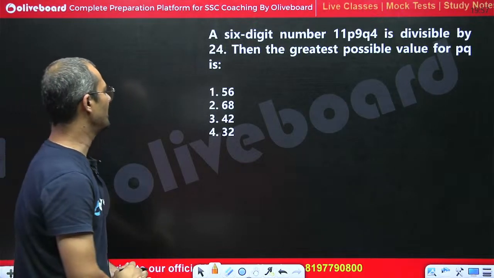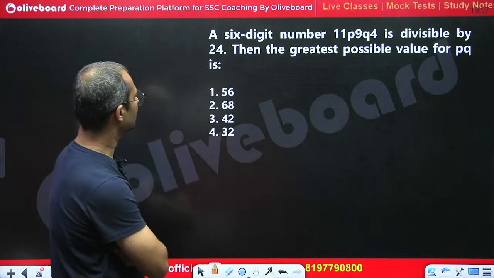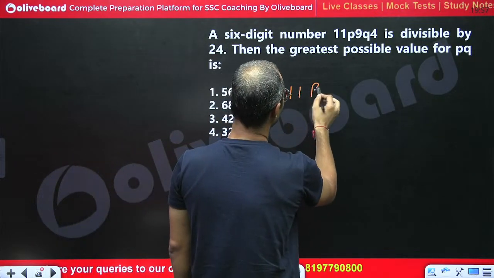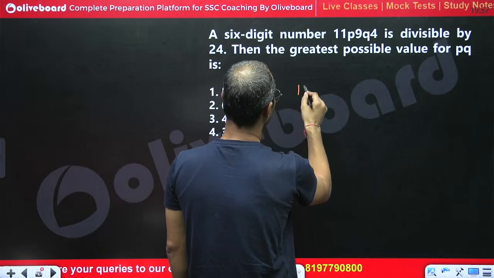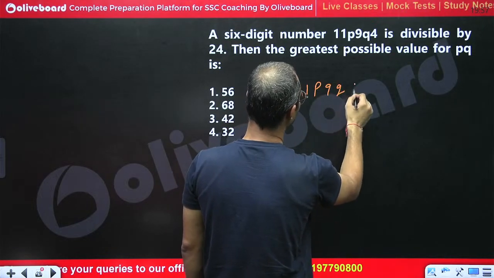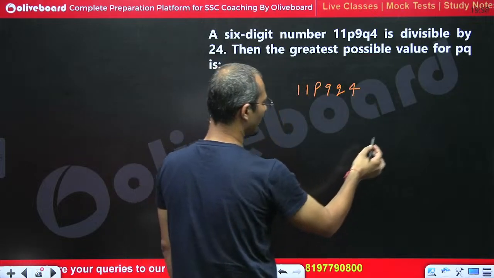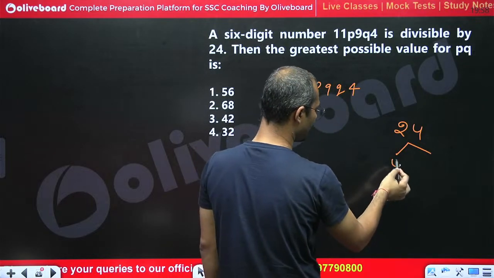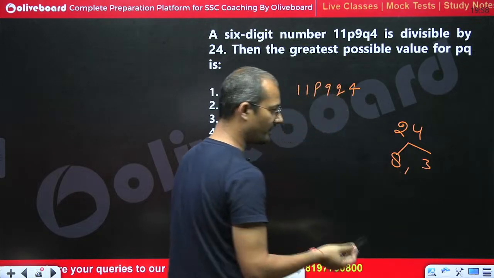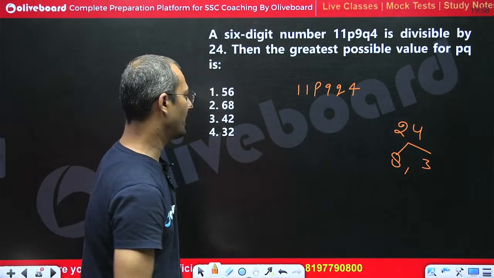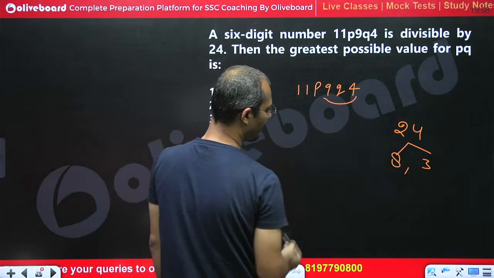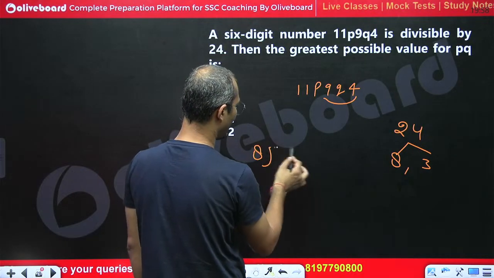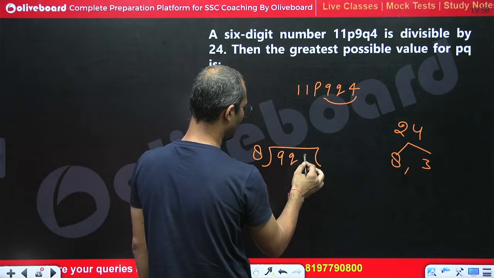Now the question is saying a 6-digit number 11P9Q4 is divisible by 24. If a number is divisible by 24, it means that the number must be divisible by 8 and 3. And we know the divisibility rule of 8: if the last 3 digits are divisible by 8, then the number would be divisible by 8. So we divide the last 3-digit number 9Q4 by 8.